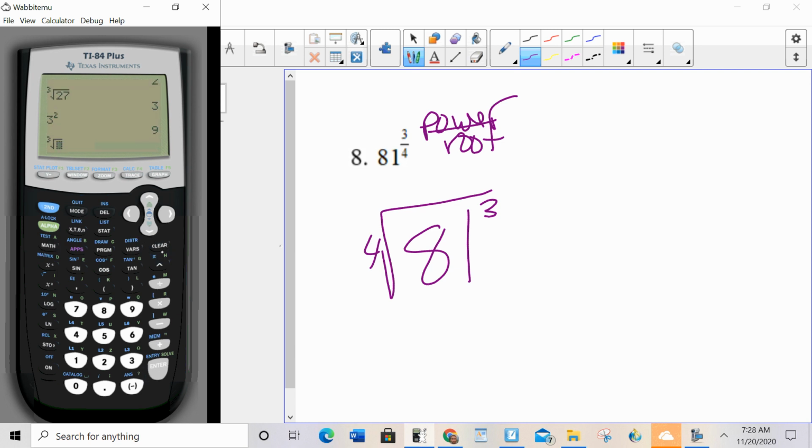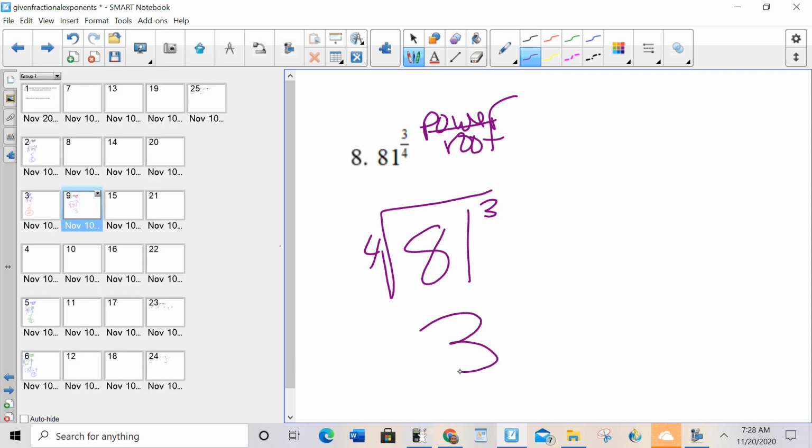For any other root, start by typing the root, in this case 4. Then I'm going to hit math option 5. It's like a little x outside of the radical. That's how I would type any root in. 81, 3. I'm then taking that 3 and I'm raising it to the third power.